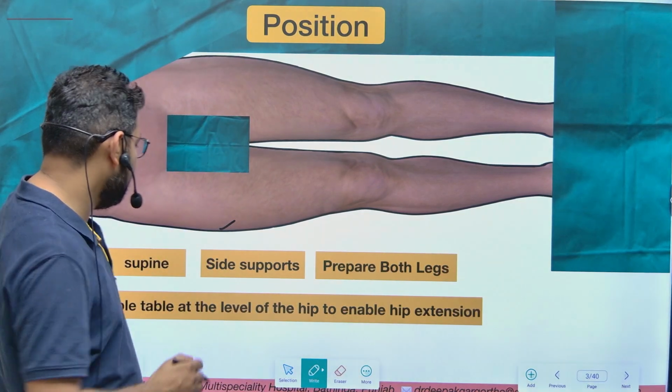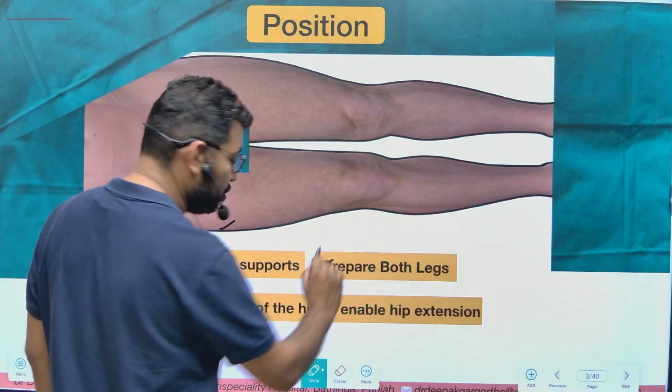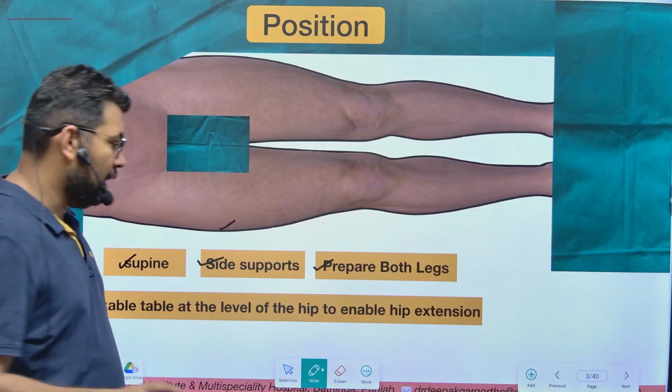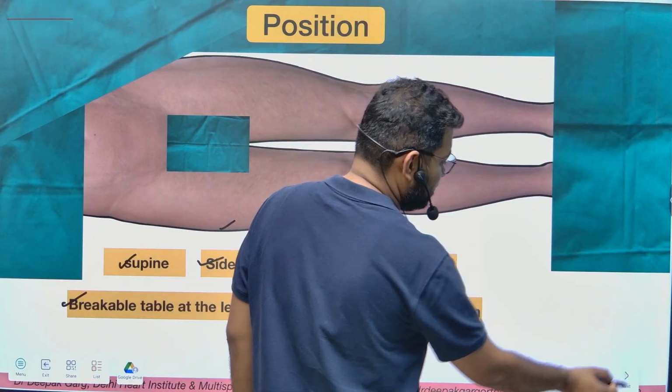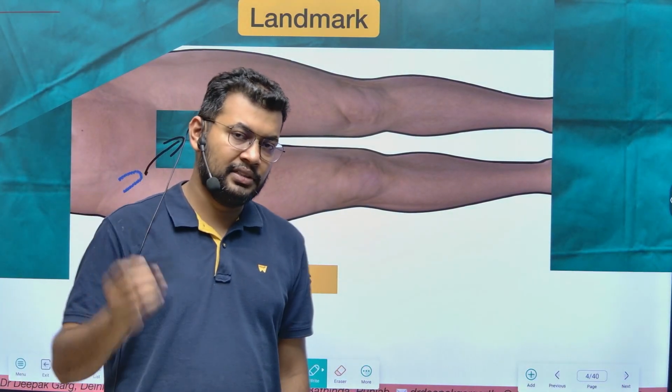So we keep the patient in a supine position. We use the side support and we prepare both the legs. We have to prepare both the legs and we use a breakable plane table or a HANA table. So this is the positioning. So after the painting and draping, we will start marking the surgical landmarks.